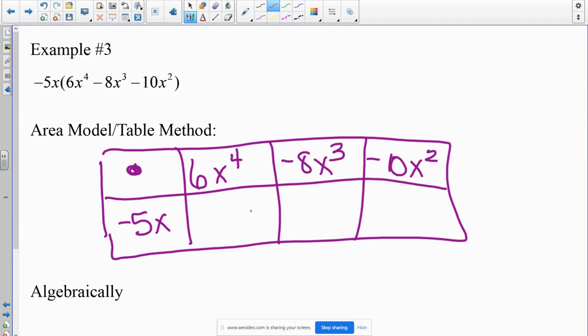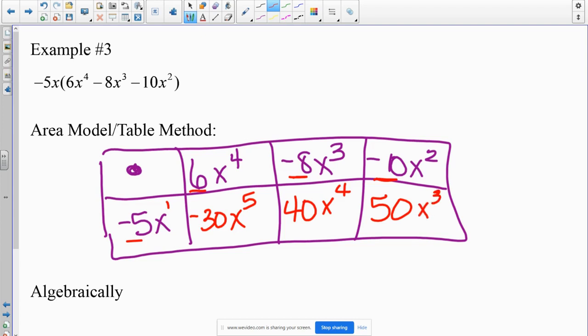So we're going to multiply first to get this area. So 6 times negative 5 is negative 30. We have 1x power here. We're going to add that to the 4 there, so we get x to the fifth power. Next box, we're going to take negative 8 times negative 5. That is 40. 3x is here, 1x here, makes an addition problem of getting 4. And the last one is negative 10 and negative 5. Multiply those, you get a positive 50. I have x to the second power. I'm going to add that to the 1 here, so that's x to the third power.